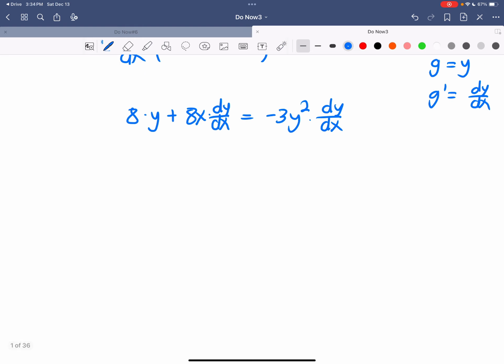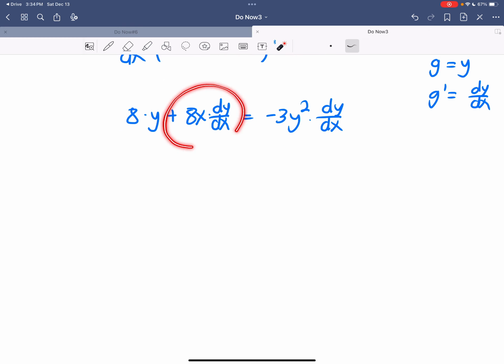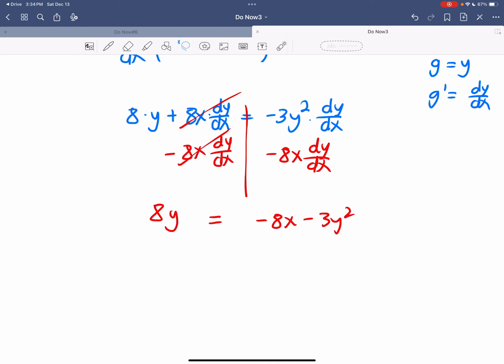And at this point, either you can move this one to here and then move this one to the other side, or you just simply move this one to here. It's totally up to you. But I will just simply move this one to the other side, like this. So these two will disappear. I will get 8y is equal to, I'm going to write down x first, negative 8x minus 3y squared. Oh, I forgot to put dy over dx, dy over dx.